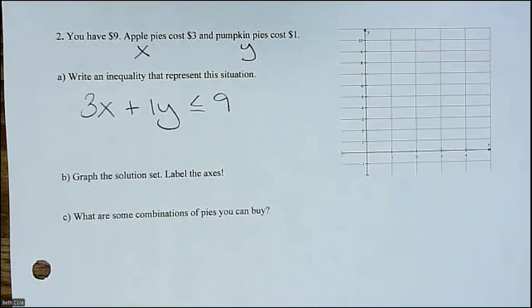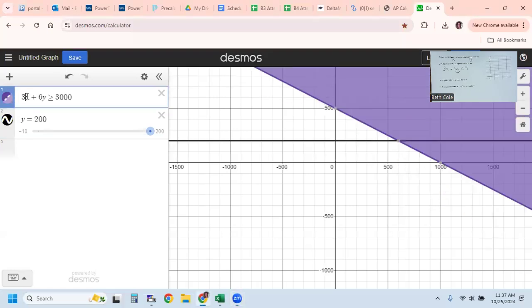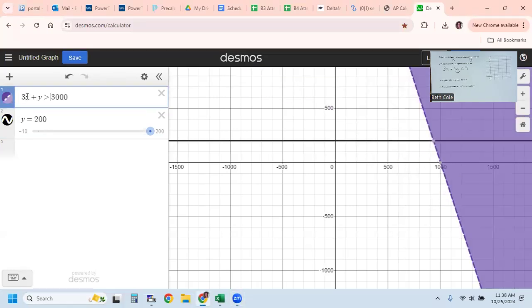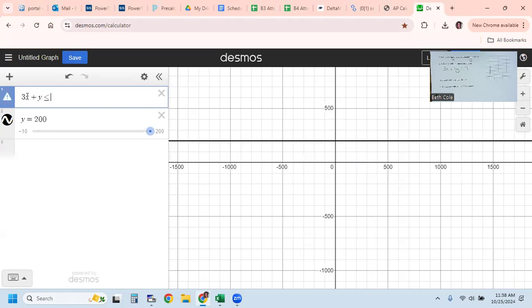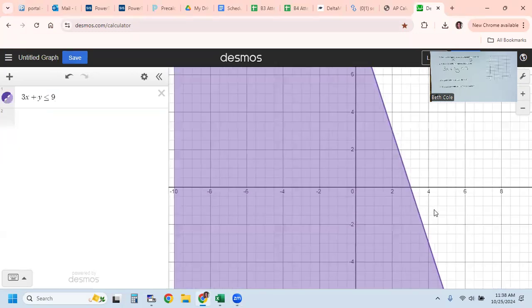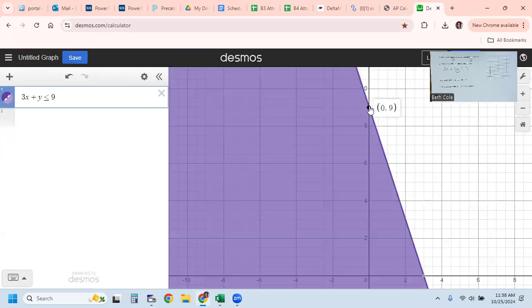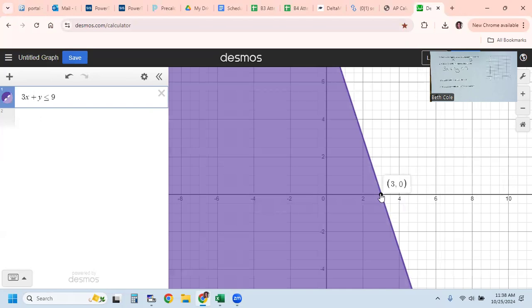So let me go to the calculator. We're going to type that in. Oh, we didn't simplify any numbers. That's what it was. A pumpkin pie costs $1. Yeah, that's all that was. And let me get rid of this 200 here. I'm going to hit the home button to put me back to the center here. Let's find some points. We got 0, 9. And we got 3, 0.